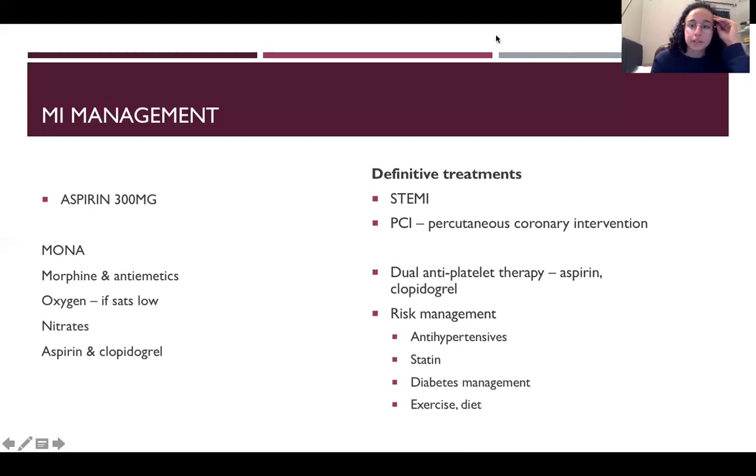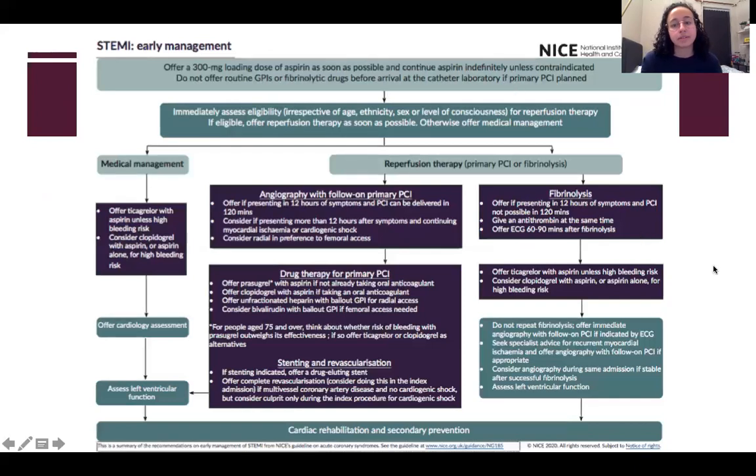Well done. The definitive management, so for a STEMI, it's PCI. They want to get PCI within 12 hours of onset of symptoms. So that's why it's quite time critical. If there's not a STEMI, there's a different NSTEMI pathway. So they're going to go home on this type of thing. So you want to risk manage them and try and prevent it happening again. What's that? Secondary prevention, I think.